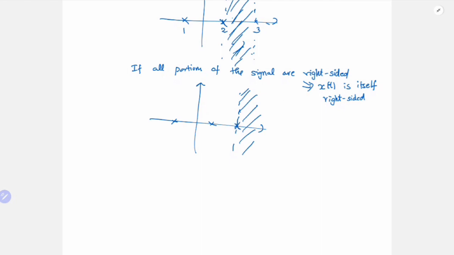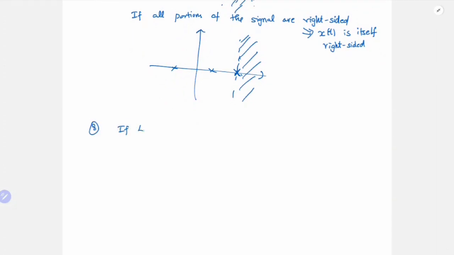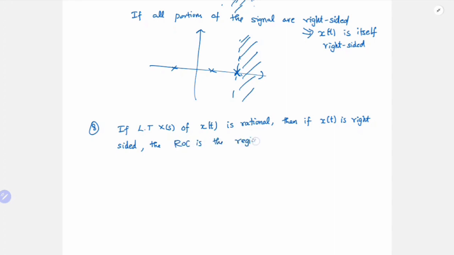And the region of convergence includes the right half plane to the right of the rightmost pole, right? So it's the entire S-plane to the right of the rightmost pole. So that is our property 8. If the Laplace transform X of s of x of t is rational, then if x of t is right-sided, the ROC is the region in the S-plane to the right of the rightmost pole.